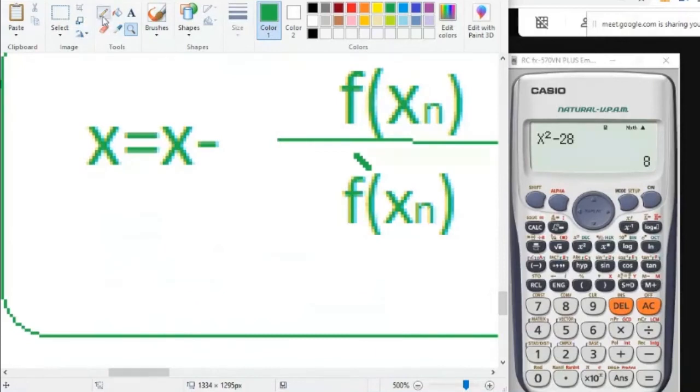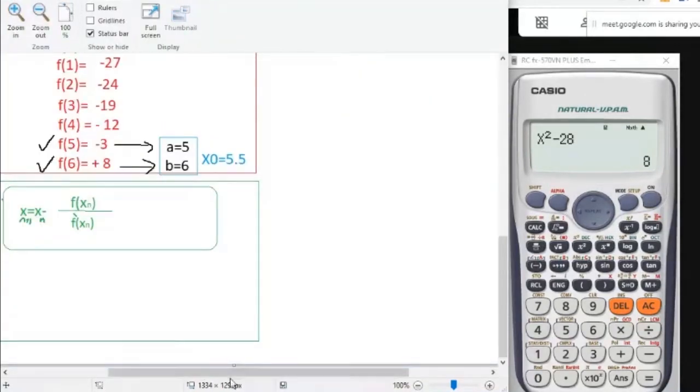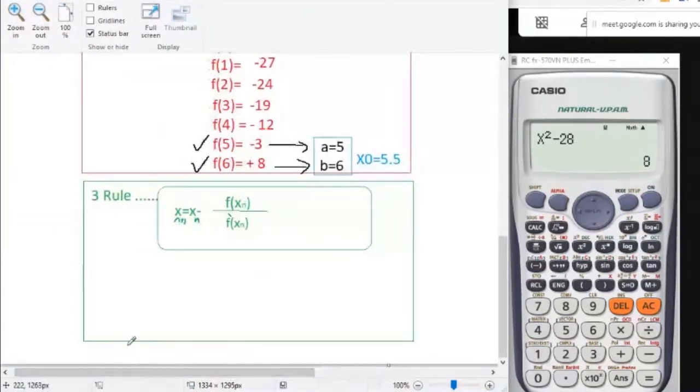They used to write here n plus 1. I don't know if it will be clear or not. N plus 1. And here they used to write n. Then it will be a little bit confusing. But the same way as we used to do all the time, if you remember.